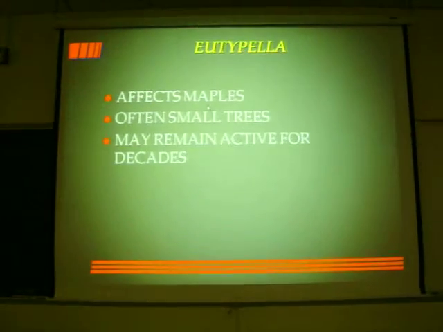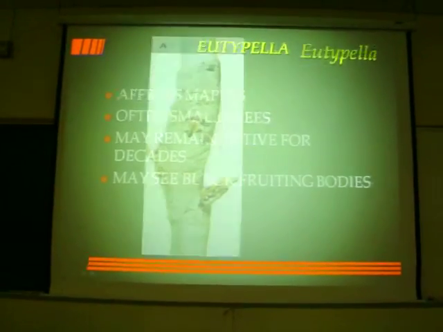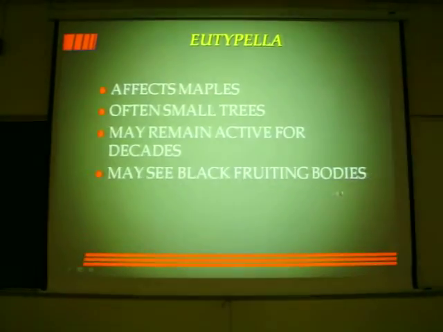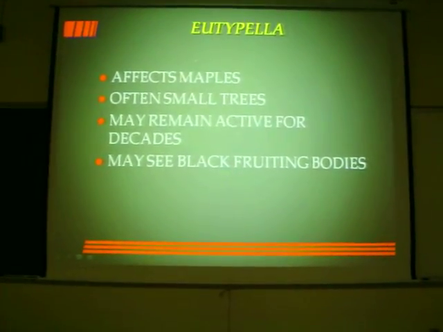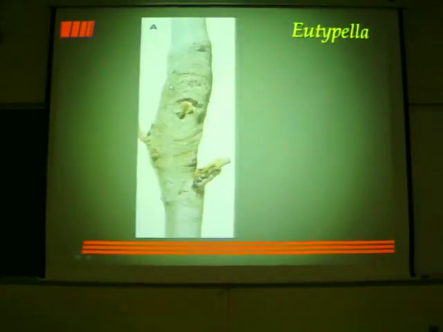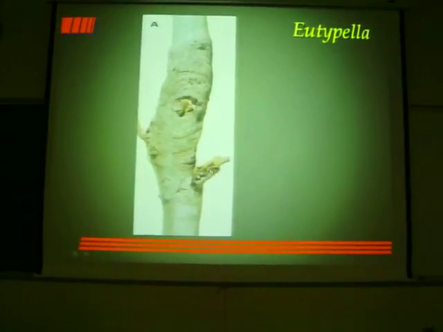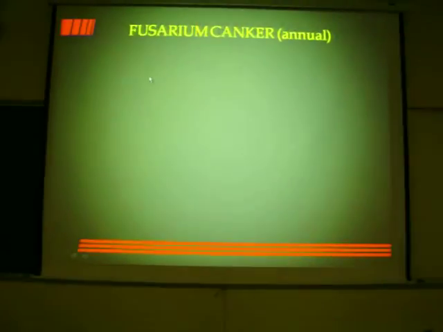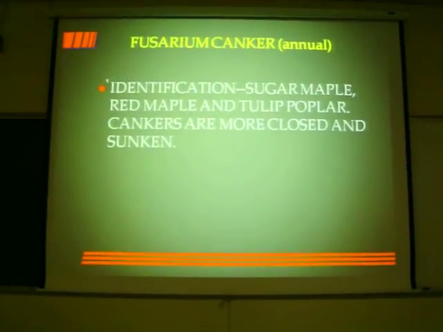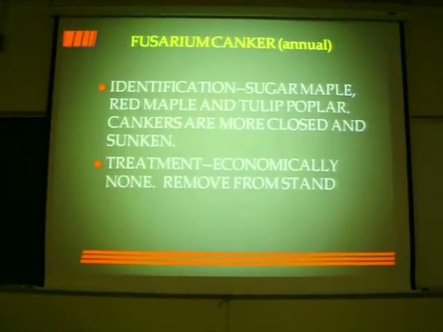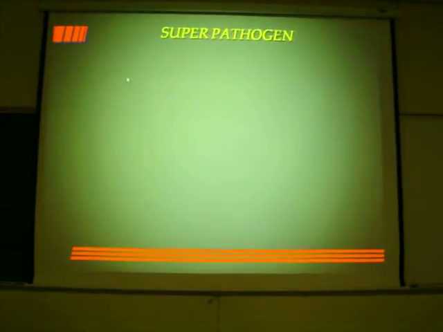Eutypella is on maples and often attacks small trees, and black fruiting bodies is often the case that you see to identify it on maples. And here it is on a small maple tree, what it might look like. And Fusarium canker, the sugar maple, red maple, and tulip poplar is what it affects. Damages within the growth rings.